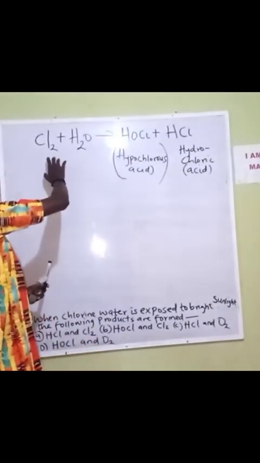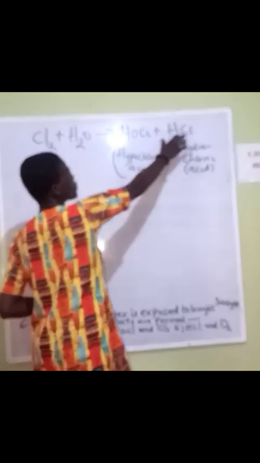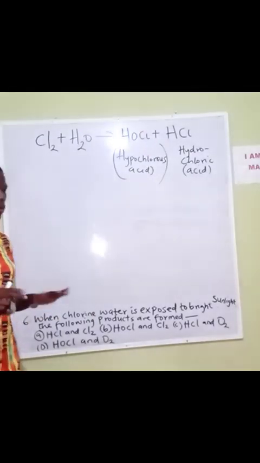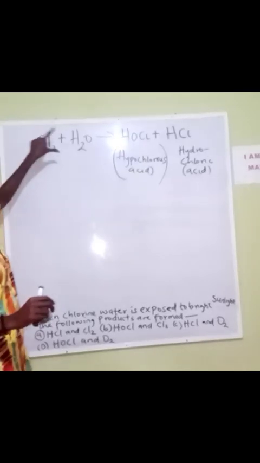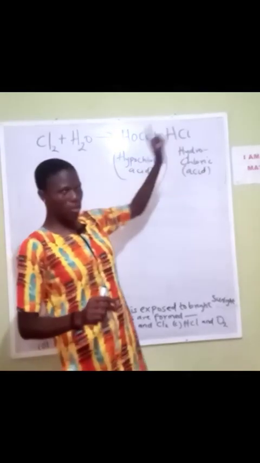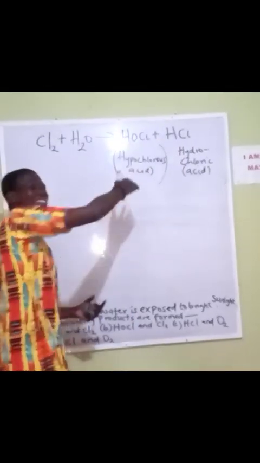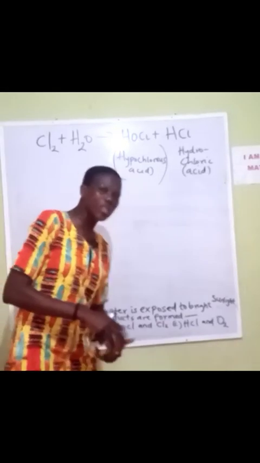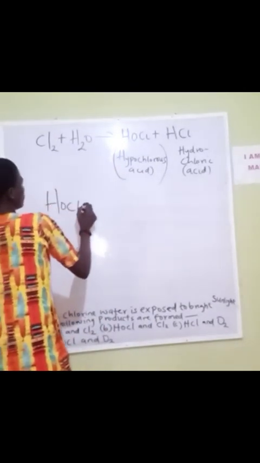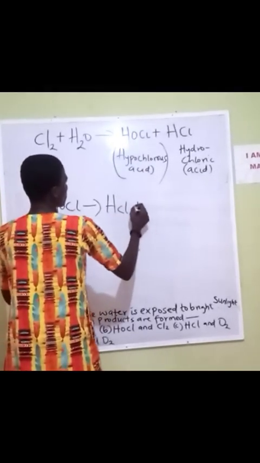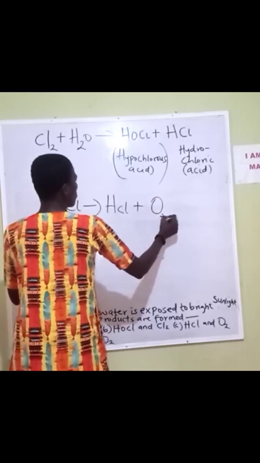So when chlorine reacts with water, we have HOCl plus HCl. Now before that breakdown, take notes. Let me just calm down. Okay, relax. When this chlorine molecule reacts with water, it's going to give us hypochlorous acid and hydrochloric acid. Take notes. Now when this hypochlorous acid is further broken down by UV light or the sunlight, what happens? It gives us HCl and what? Oxygen molecule.